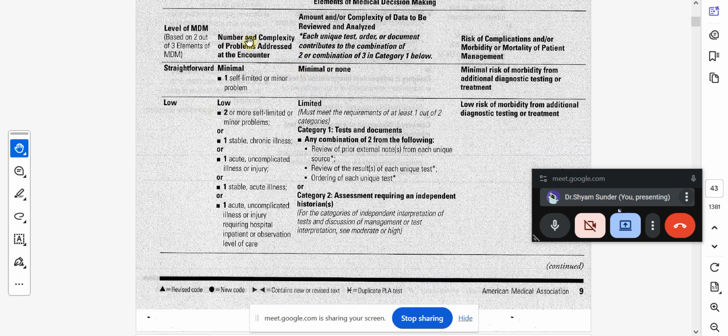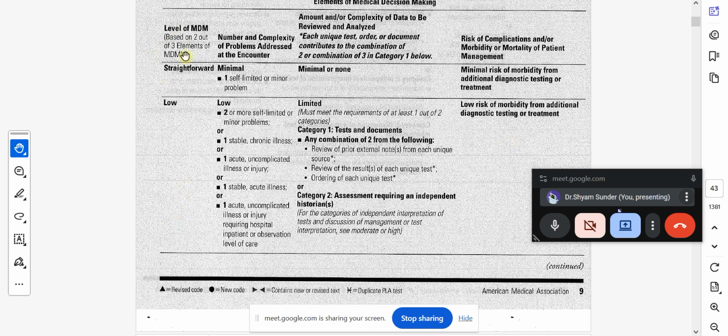The problem is one acute uncomplicated illness. Pharyngitis is an acute condition, right? So it is meeting this one. This is low problem. Data: only a throat swab is done. So data is again low. Risk: only OTC paracetamol is given, nothing else, because the throat pain started only one day ago. Low risk. Low problem, low data, low risk.